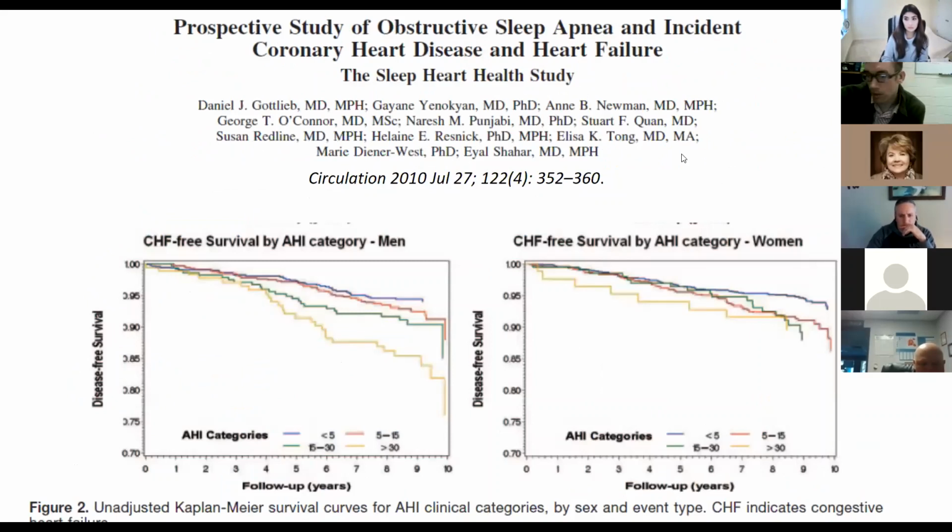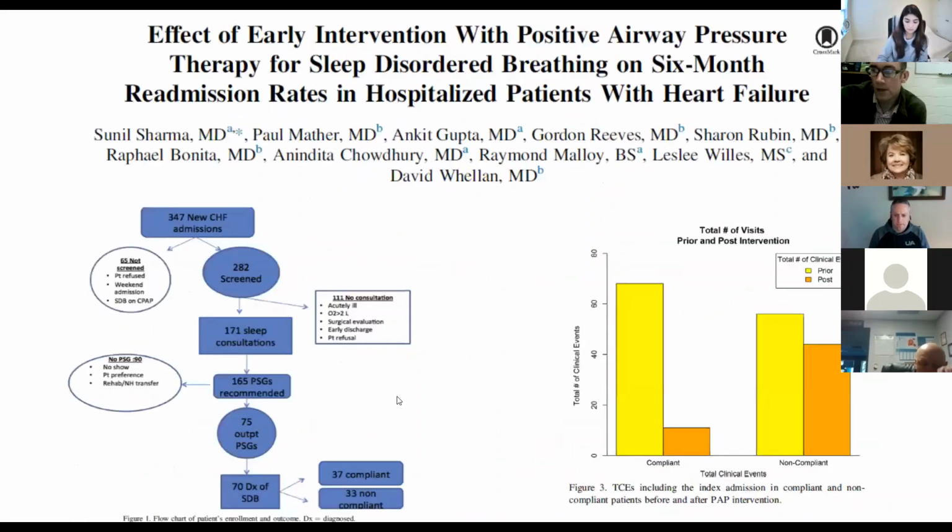And this is a prospective study looking at incident heart failure and coronary disease, particularly in men. You can see again the severe group were more likely to develop CHF based on having severe disease. And this is a similar study that Dr. Sharma did. Again, he's our new division chief, looking at heart failure admissions. And again, they looked at patients who were compliant versus non-compliant after they were diagnosed with obstructive sleep apnea, and looked at total number of clinical events. Again, this can be hospital admission, increasing diuresis.